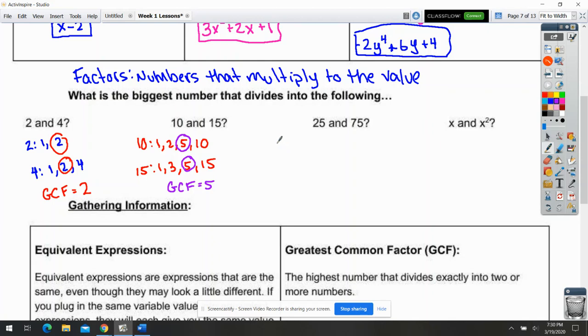Next, here we're dealing with a little larger numbers, but the same idea. So 25. The factors of 25 are 1, 5, and 25. Okay? And the factors of 75 are 1, 3, 5, 15, 25 goes into it, and of course 75. So 1 times 75, 3 times 25, and 5 times 15. And what is the largest number here? So we can see the GCF would be 25. So I'm just going to write that here.